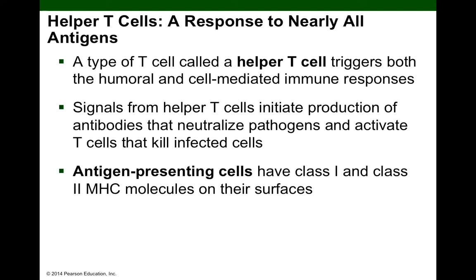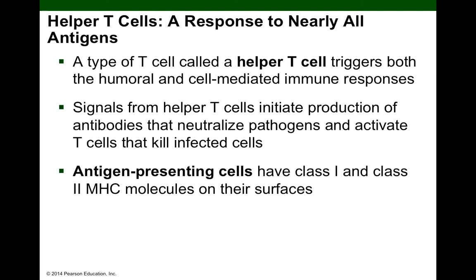While the helper T cell does not actively fight pathogens, when it's activated, it will activate a response in both the humoral and cell-mediated pathways. This cell is extremely important in maintaining your adaptive immune system. Helper T cells are activated by what's called an antigen-presenting cell, which is a cell that has encountered a pathogen and presents a piece of that pathogen, the antigen, to activate a response.